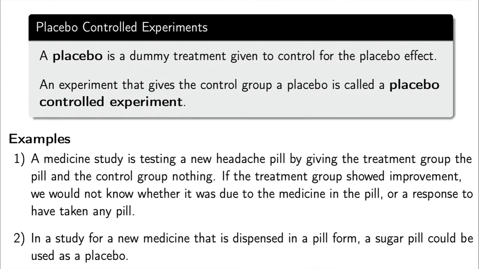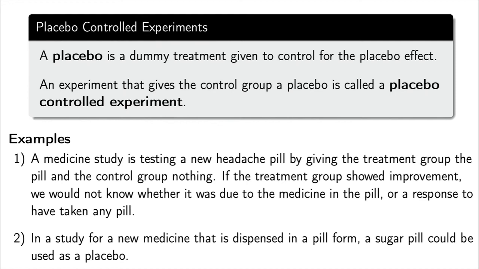So placebos are very commonly used. A placebo is a dummy treatment that's given to the control group, so that the control group thinks that they're being given a treatment, and that reduces the confounding effect of thinking that you're receiving a treatment or not. And so when we have a placebo, we call it a placebo-controlled experiment.